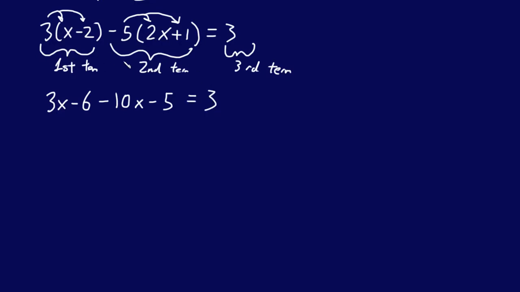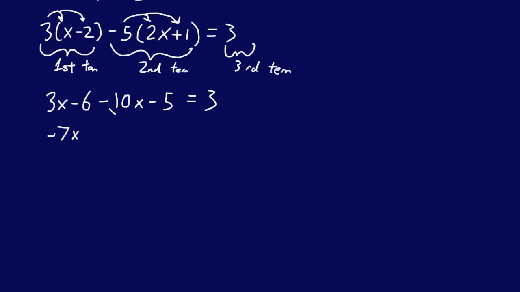So now instead of having 3 terms, we actually have 1, 2, 3, 4, 5 terms. And now we can truly combine like terms, whereas we really couldn't do that before because we had so many parentheses and our subterms were locked inside of these factors. So the 3x and the negative 10x look really similar, so we can make that into negative 7x, because 3 minus 10 is negative 7.